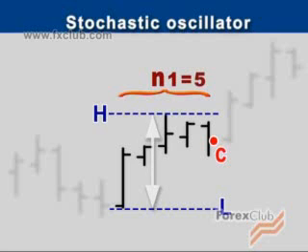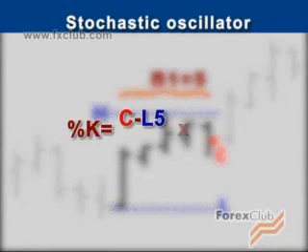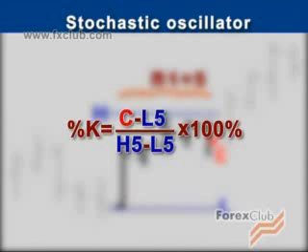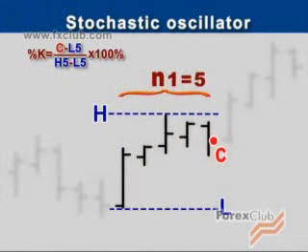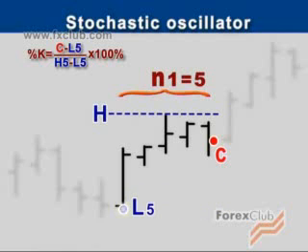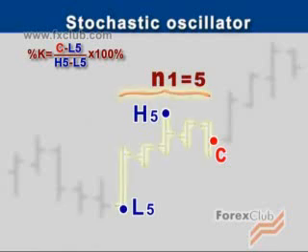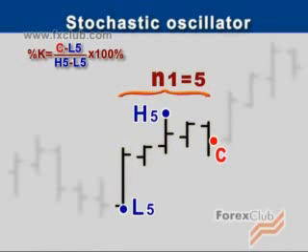The formula of this curve is strikingly simple. Here it is. It helps determine the position of the last closing price in relation to the lowest price L5 and the highest price H5 of the range for a selected period of time. We've chosen 5 days.